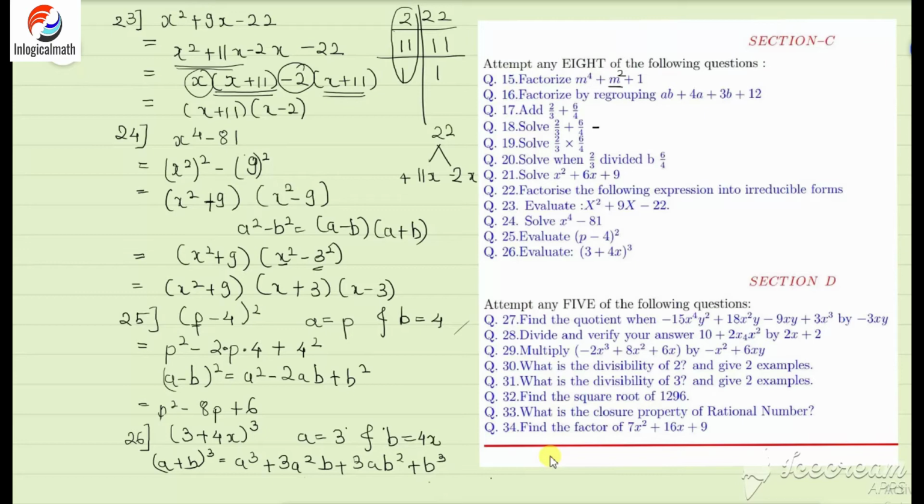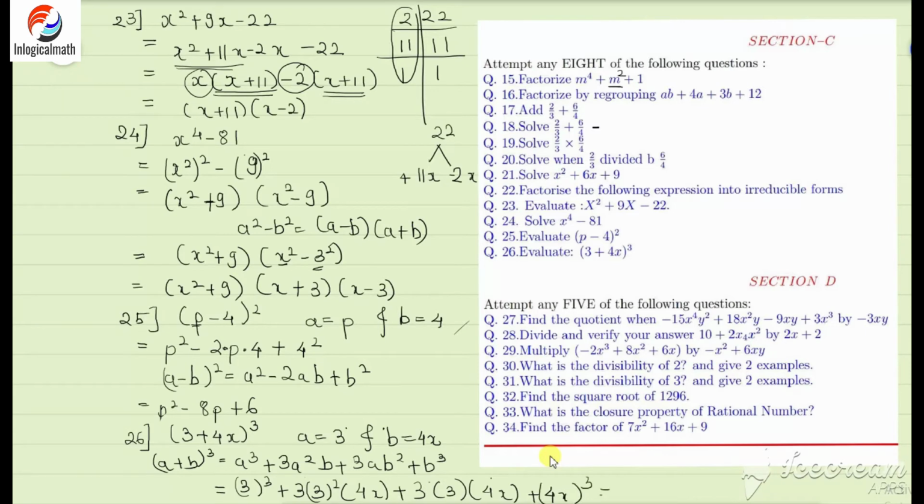Okay, so put 3 instead of a. 3 cube plus 3 a square means 3 square, and b is what? 4x. Plus 3 a is what? 3. And b is what? 4x. Okay, plus 4x whole cube.